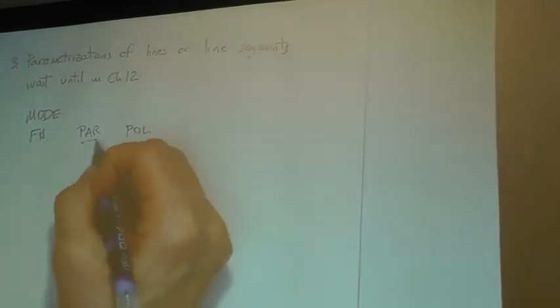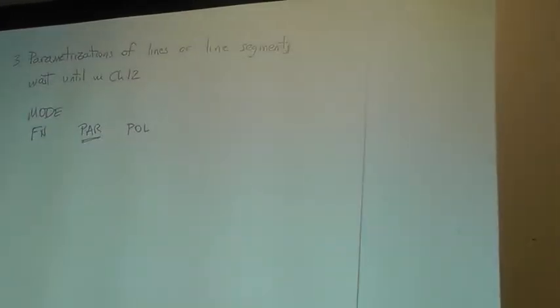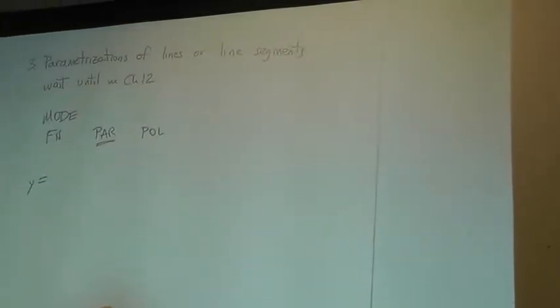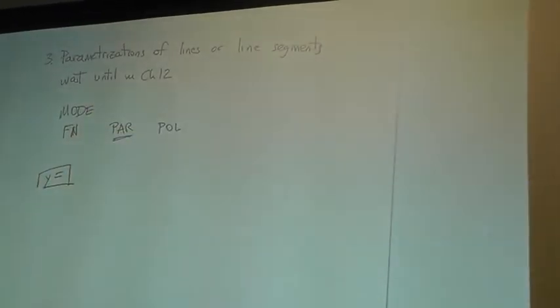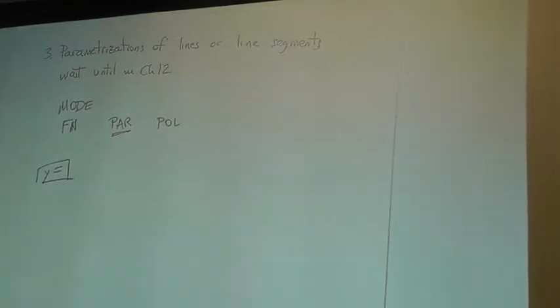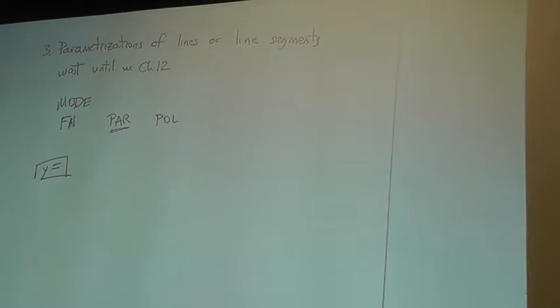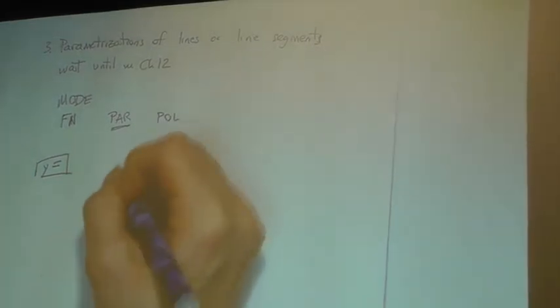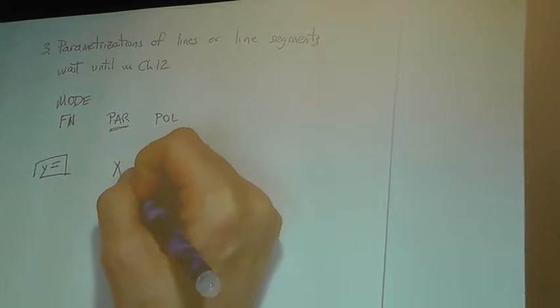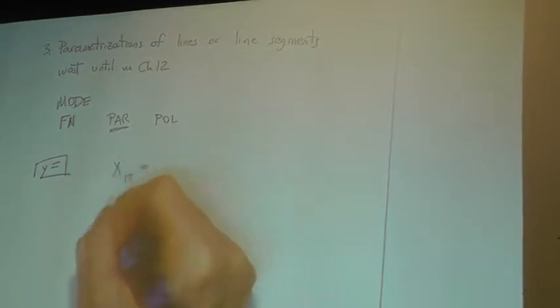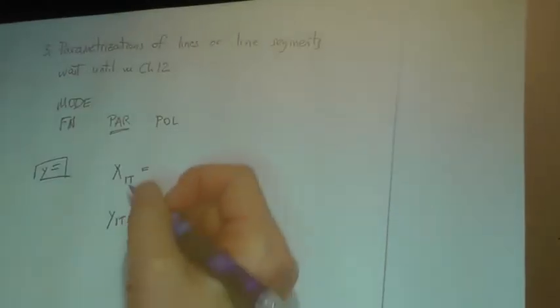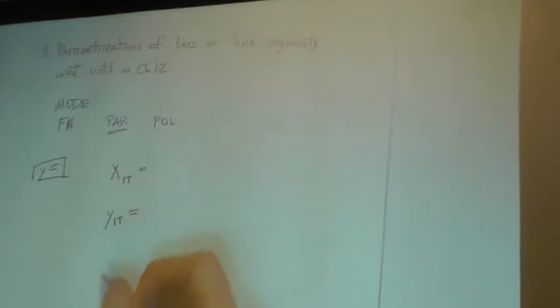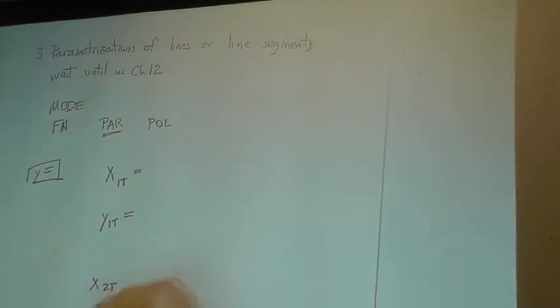If you switch the mode to parametric, and then you hit y equals on your calculator, instead of what you get in the function mode, where you get y1 equals, y2 equals, etc., what you'll get is this: the 1 meaning first curve, and then there'll be an x2t, etc.